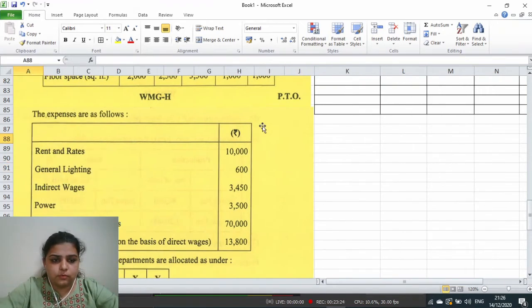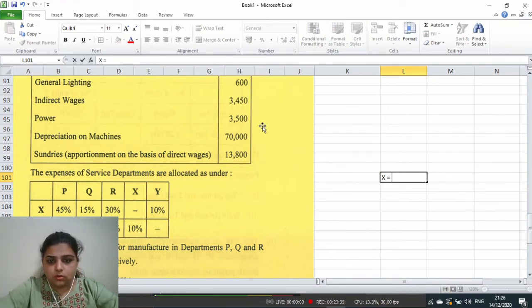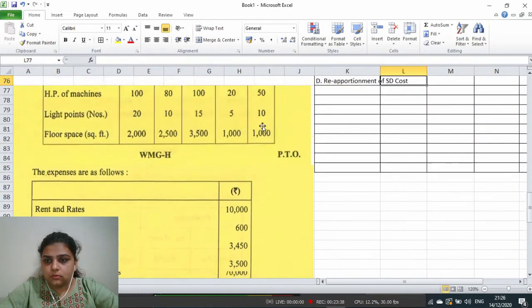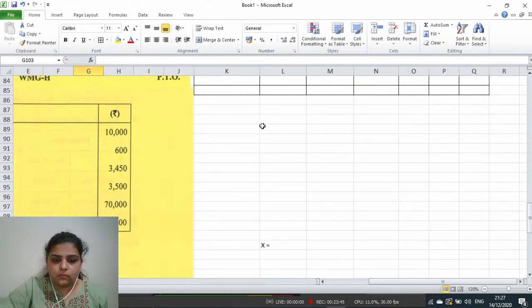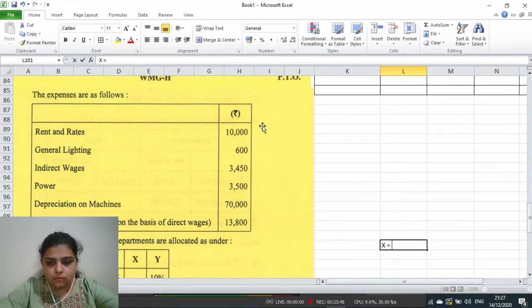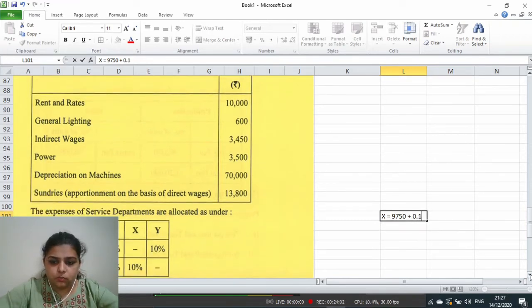So my first equation would be x is equal to 9750 plus how much is x getting? X is getting 0.1 of y, and y is equal to 3310 plus 0.1 of x. So these are the formulas.